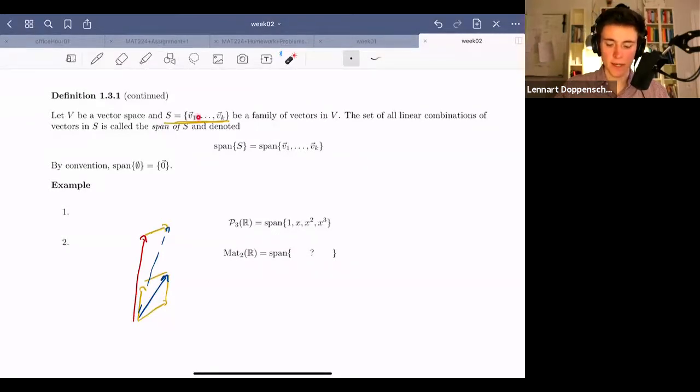If the set happens to be empty, then by convention we denote the span by the vector space just containing the 0.